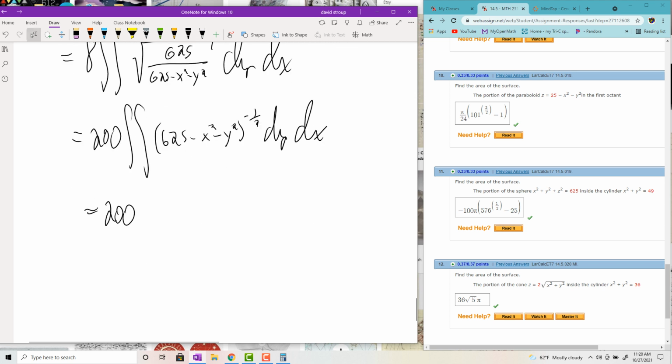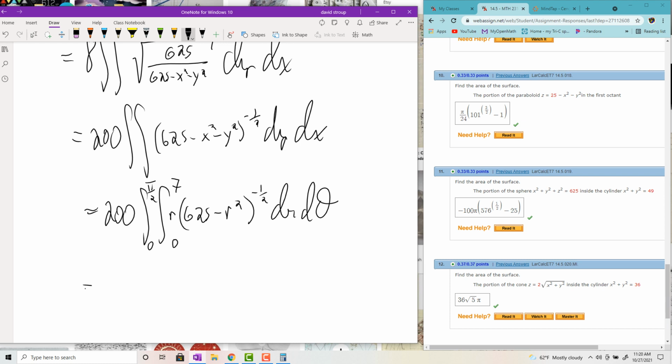So 200 times the double integral, r equals 0 to r equals 7, and theta only going to pi over 2. And then I have (625 minus r squared) to the negative 1/2 times r dr d theta, so there's another r sitting right there. I'm going to have to do a u sub on this.